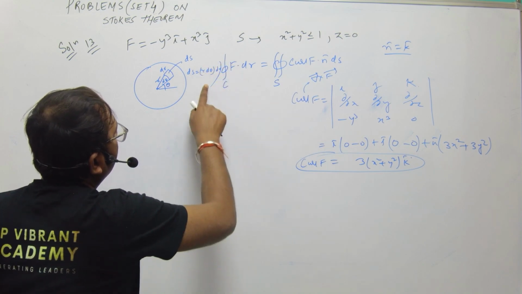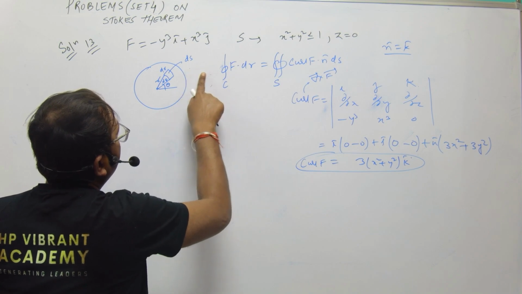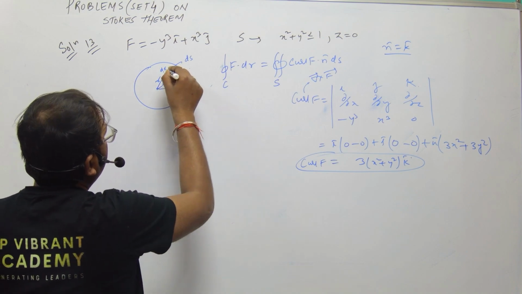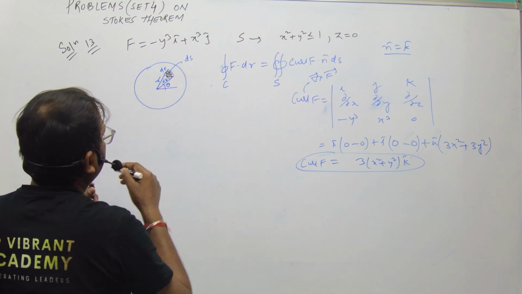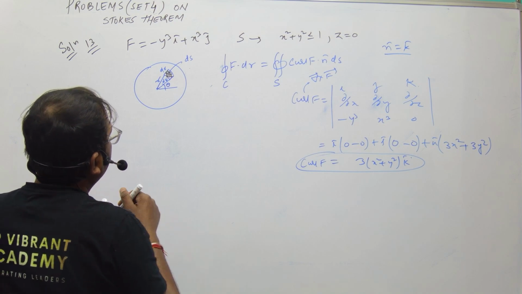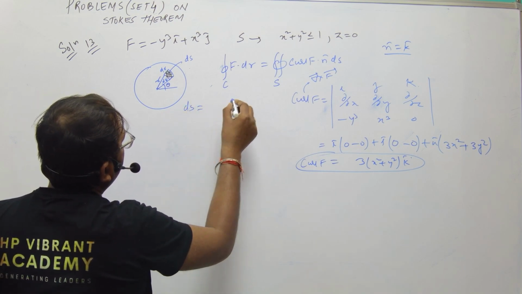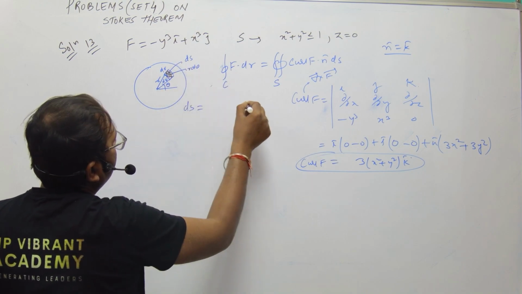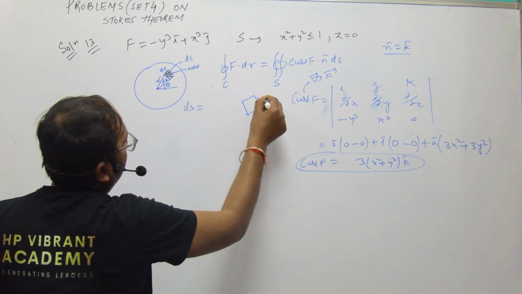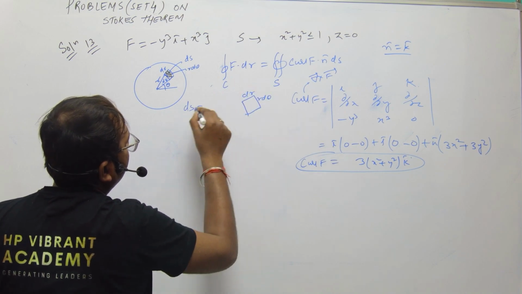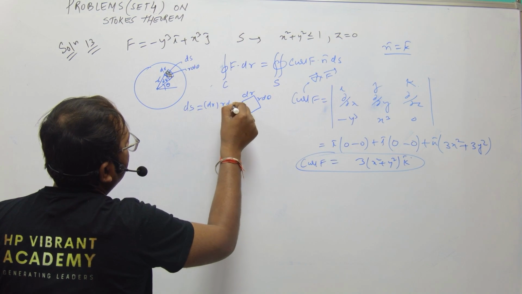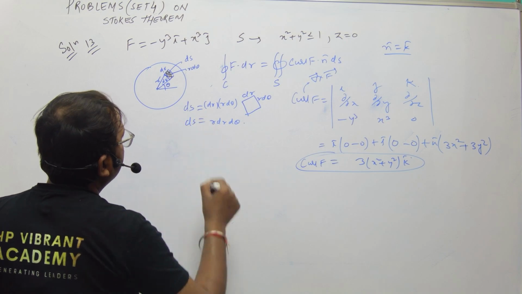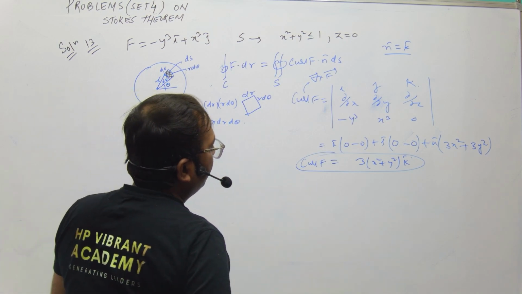So this is our ds. This length is r d theta and this length is dr. So we have it like this. This is r d theta and this is dr. So ds will be dr into r d theta, which we can write as r dr d theta. This is ds. And we have curl of f as this one.